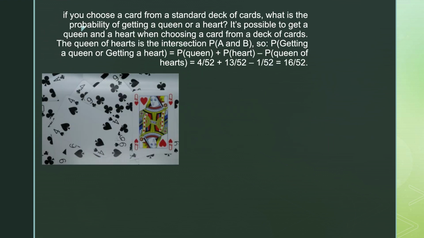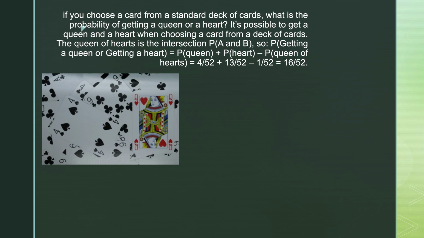If we choose a card from a standard deck of cards, what is the probability of getting a queen or a heart? It's possible to get a queen and a heart when choosing a card from a deck of cards. The queen of hearts is the intersection P(A and B). So P(getting a queen or getting a heart) equals P(queen) plus P(heart) minus P(queen of hearts) equals 4/52 plus 13/52 minus 1/52 equals 16/52.